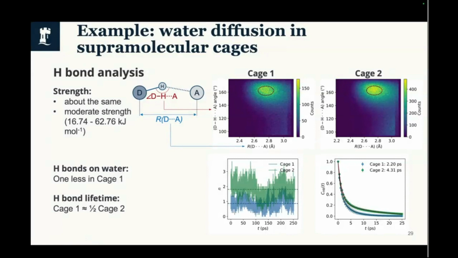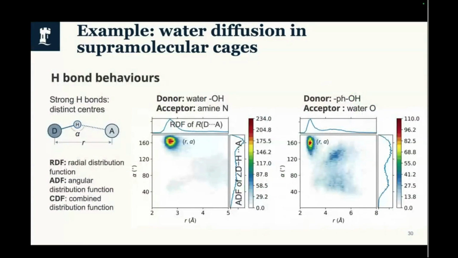more difficult to move around in the supramolecular cage. We also used the combined distribution function to study the behavior of the hydrogen bonding. If you plot the RDF, radial distribution function, and the angular distribution function together like this, you will find that hydrogen bonding has a distinct peak here around the bond length and bond angle, and you also have some dispersive features, indicating that in some frames the water molecules are moving around.